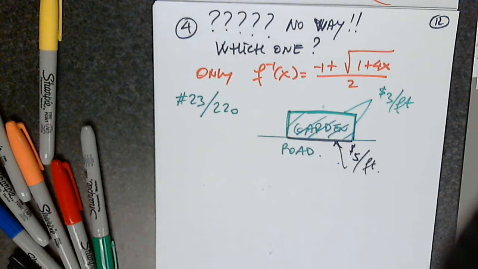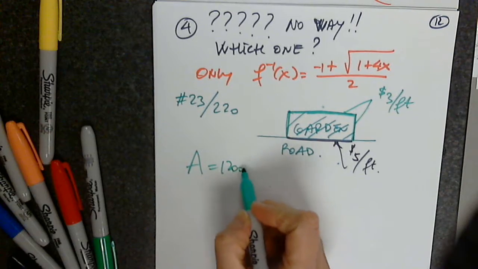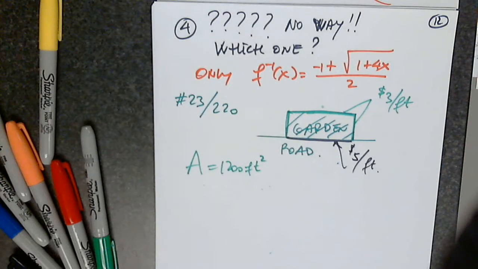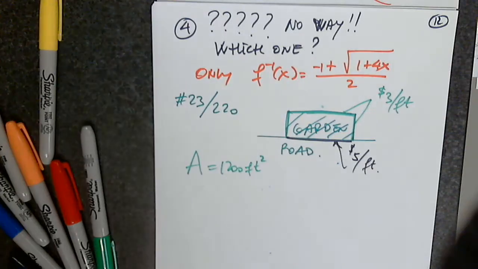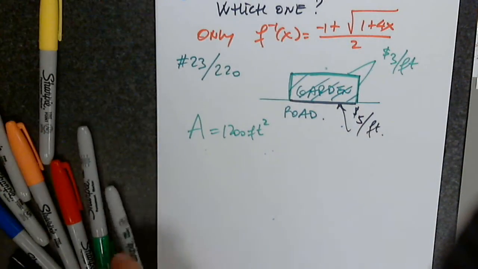The garden is to have an area of 1,200 square feet. Find a function that models the cost of fencing the garden. Find the garden dimensions that minimize the cost of fencing, part B. And if the owner has at most $600 to spend on fencing, find the range of length he can fence along the road. A lot of work, right?